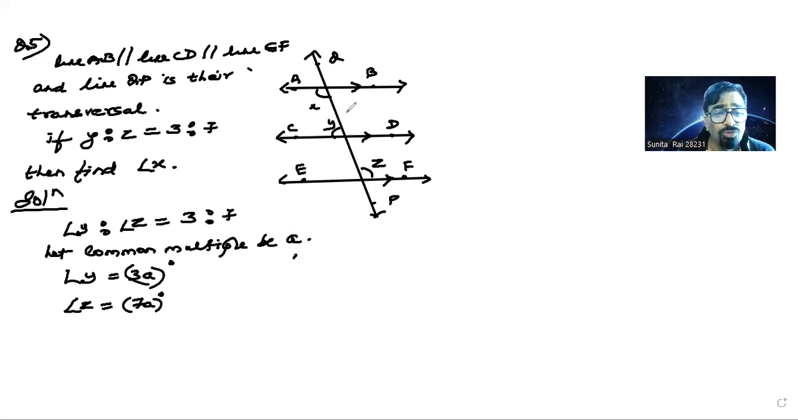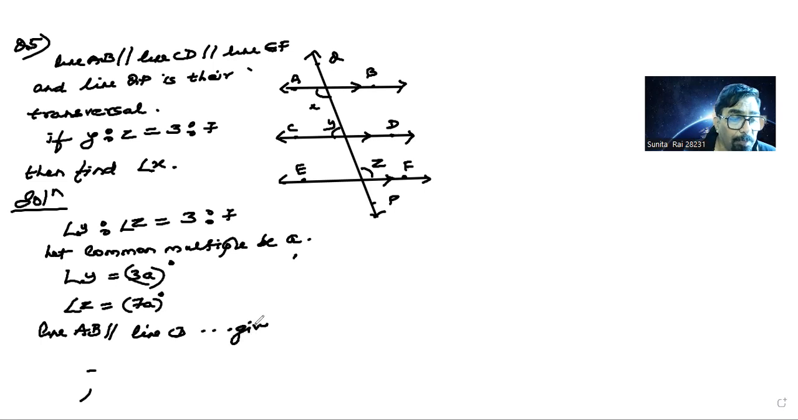Correct. But I want angle x, beta. So what do I do? I'll take two lines at a time. First, I'm going to take line AB. I want x, children. Can you see line AB? Line AB is parallel to line CD. Now many children will say, sir, why did you suddenly take line AB parallel to line CD? Look at its transversal. QP is a transversal, and angle x and angle y are involved in it, so I can find the value of x.